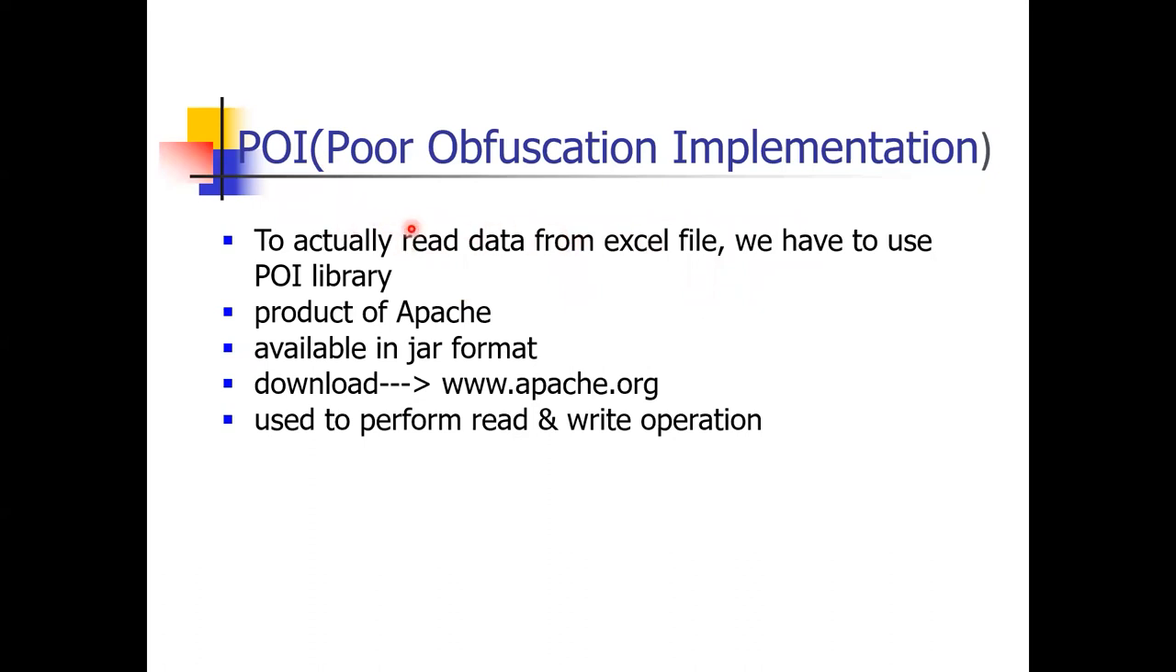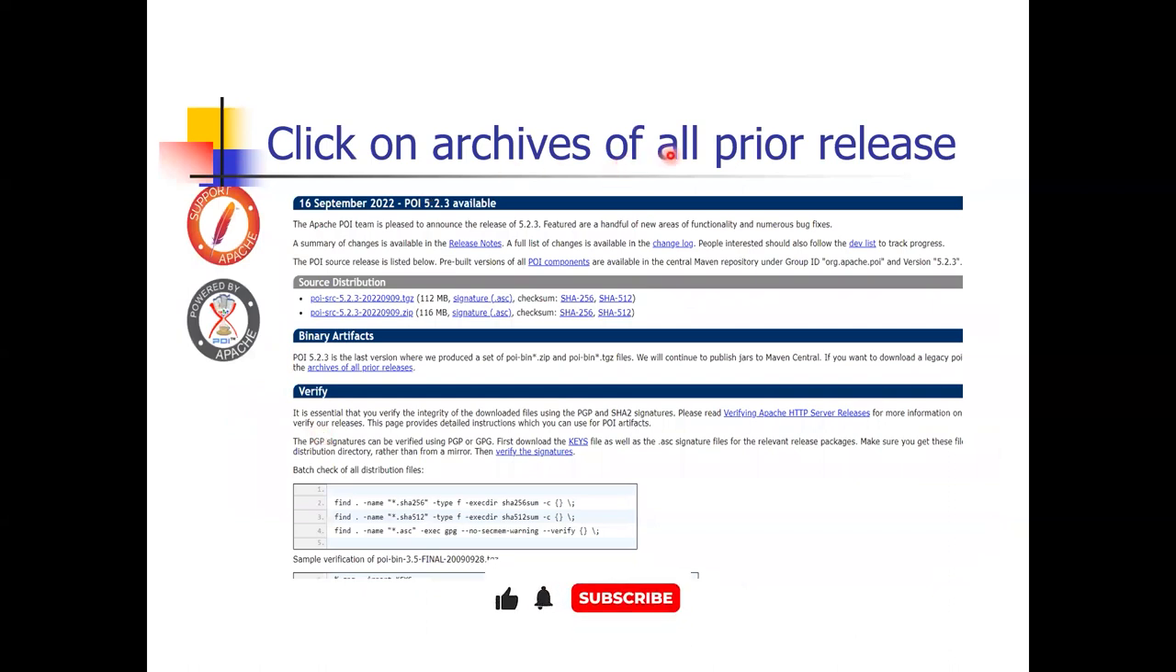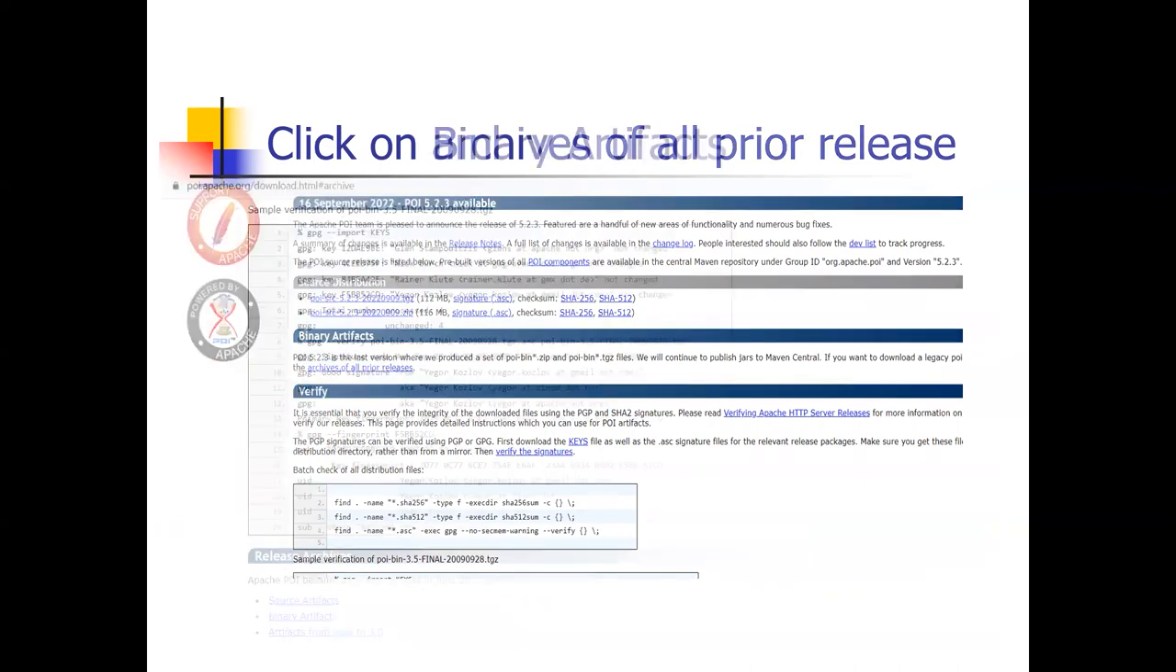What is POI? POI is a product of Apache that is available in jar format. So we have to download all the POI jar files from www.apache.org, then use them to perform read and write operations. How to download this? This is the site, https://poi.apache.org. When you click this, you will find this window. Then click on archives of all prior links. Then this window will open. Click on this and you will find this.